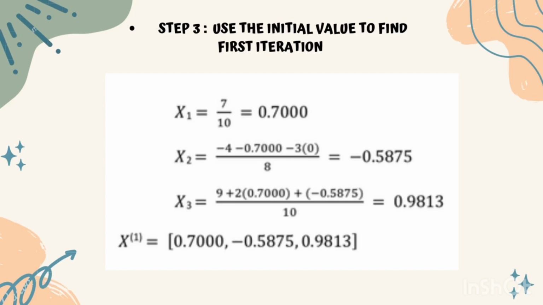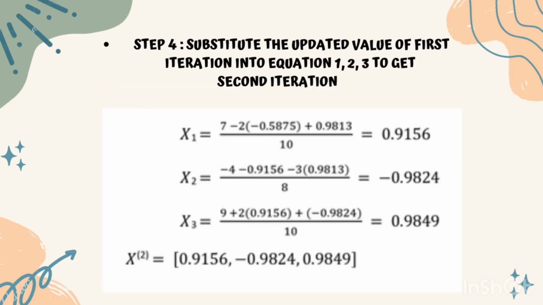For x3, we need to solve 9 plus 2 multiplied with 0.7, which means the value of x1, and minus with x2, 0.5875, and divide all the thing with 10. By that, we get x3 equal to 0.9813. So, our first iteration is 0.7, negative 0.5875, and for x3 we get 0.9813.